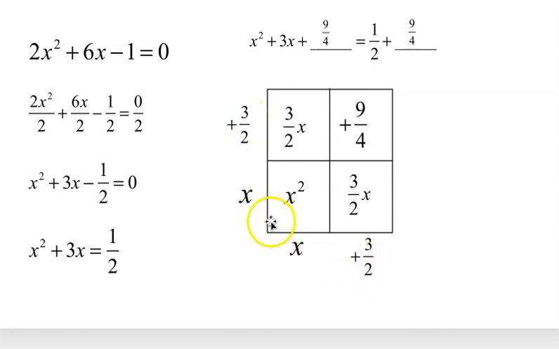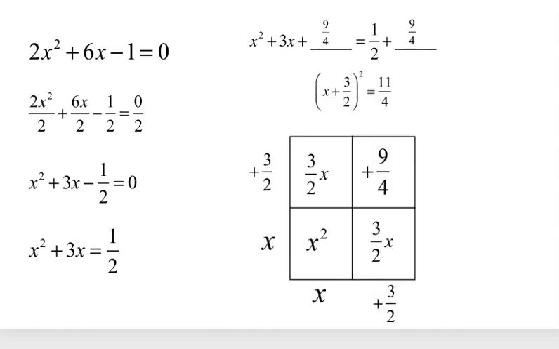So x plus 3/2 times x plus 3/2 is the same as x plus 3/2 quantity squared. 1/2 is 2/4 plus 9/4 is 11/4. So again, left-hand side, x squared plus 3x plus 9/4, these four boxes, x plus 3/2 times x plus 3/2, x plus 3/2 squared equals 11/4.